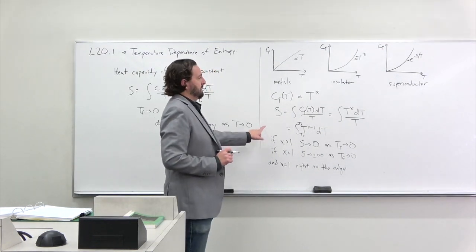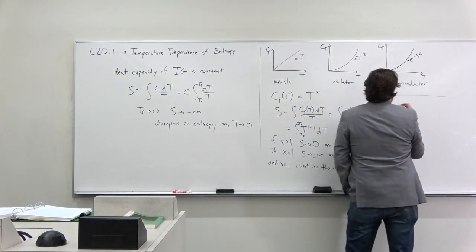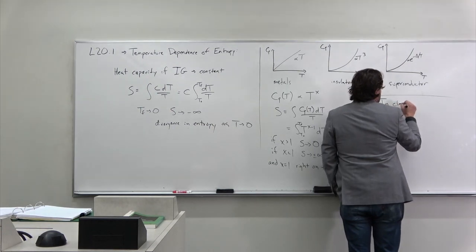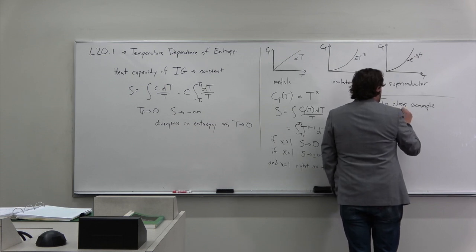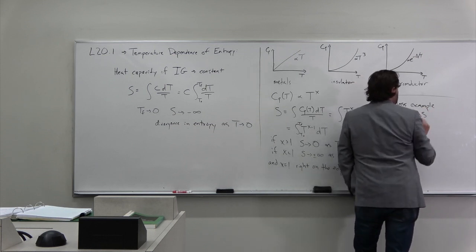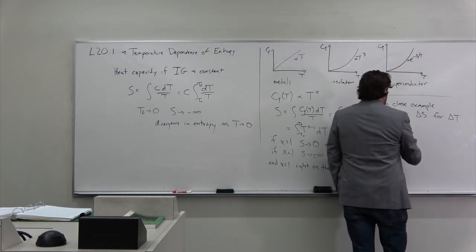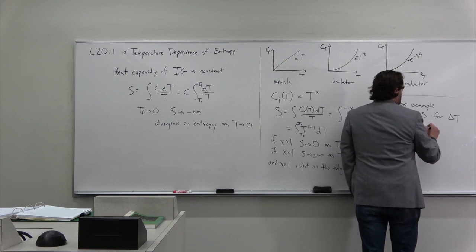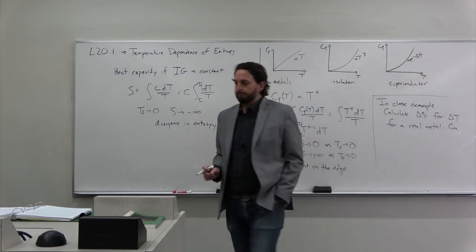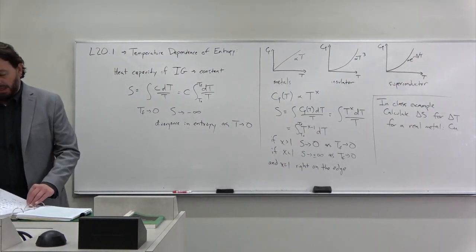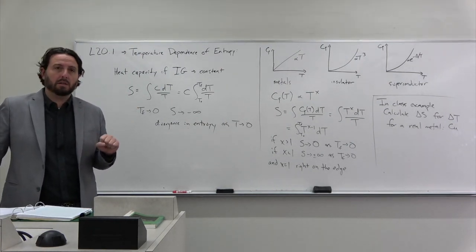Okay, so that's good. Now let's do an example in class, where we're going to calculate the delta S for a particular delta T for a real metal. We're going to do copper. All right, so in class we'll do that calculation, and then we'll come back at 20.2, and we'll talk a little bit more about the third law.